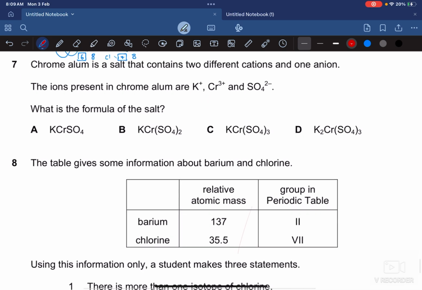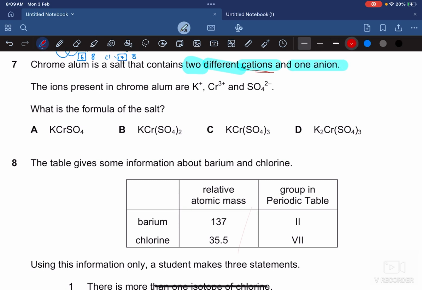Let's read it. Chrome alum is a salt that contains 2 different cations. This is a very important tip: read out the questions aloud to yourself, because when you read out the questions aloud, you're engaging 2 senses, the sense of hearing and the sense of vision, and you perform better that way. It contains 2 different cations and 1 anion. Let's highlight the important bits of information: we have 2 different cations and 1 anion.